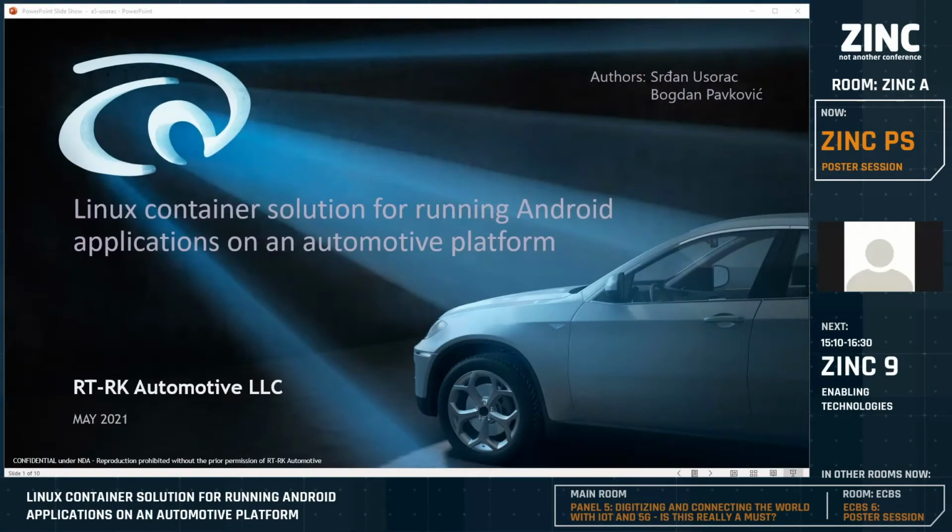Good evening, everybody. My name is Srdjan Usorac, and I'm going to talk about a topic that is the application of Linux container solution in an automotive environment. Basically, when talking about the automotive environment, the core sector of our interest is the in-vehicle infotainment region.